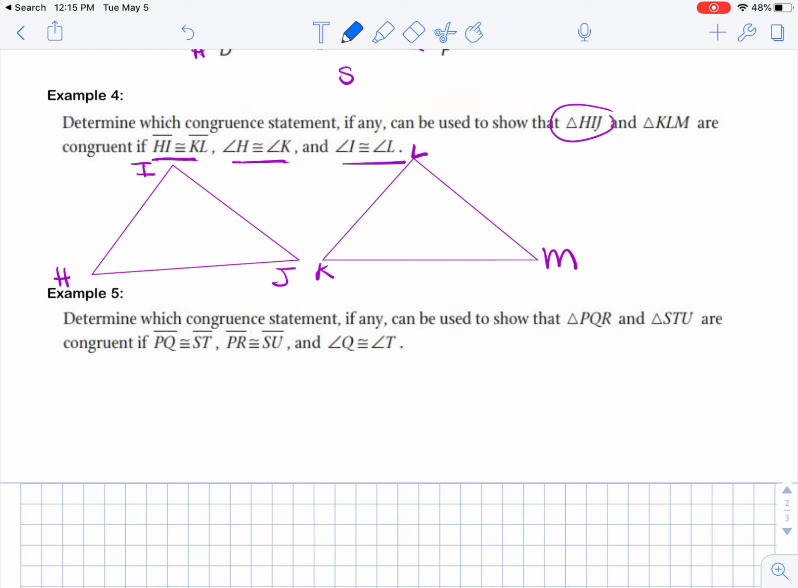Okay, so now I'm going to do the markings that they told us. They said HI is congruent to KL. So this is a side. You mark all sides with those dashes. So I'm going to just put 1 dash on HI and 1 dash on, excuse me, KL.